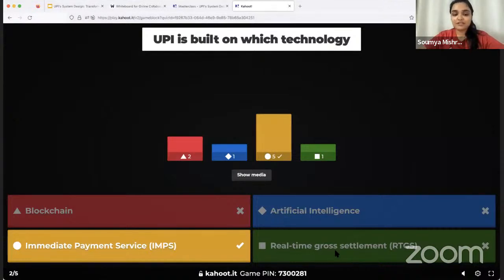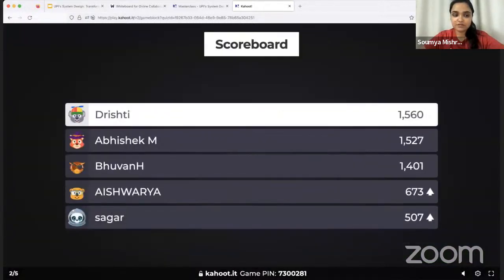Right. It is built on IMPS, right? The payment is transferred immediately, the moment you send it. Okay. Now let's see this. How does the leaderboard look? Okay, the first 2 positions are held strongly. We still have a couple of questions. Let's see.